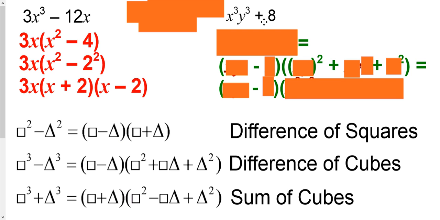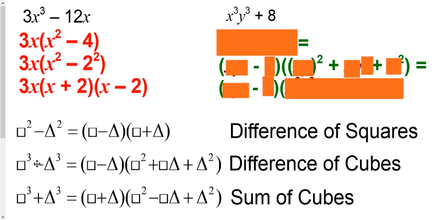Top right, you look for a greatest common factor. There is no greatest common factor other than 1, and that's not going to be helpful. So then we go ahead and we try to factor this. And you'll notice there's 2 terms. So we want to check to see if it's one of these specials down here.